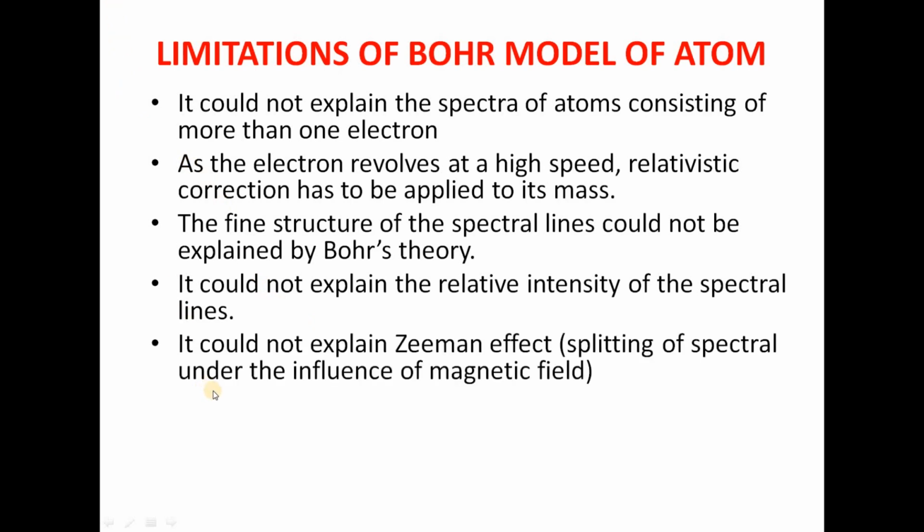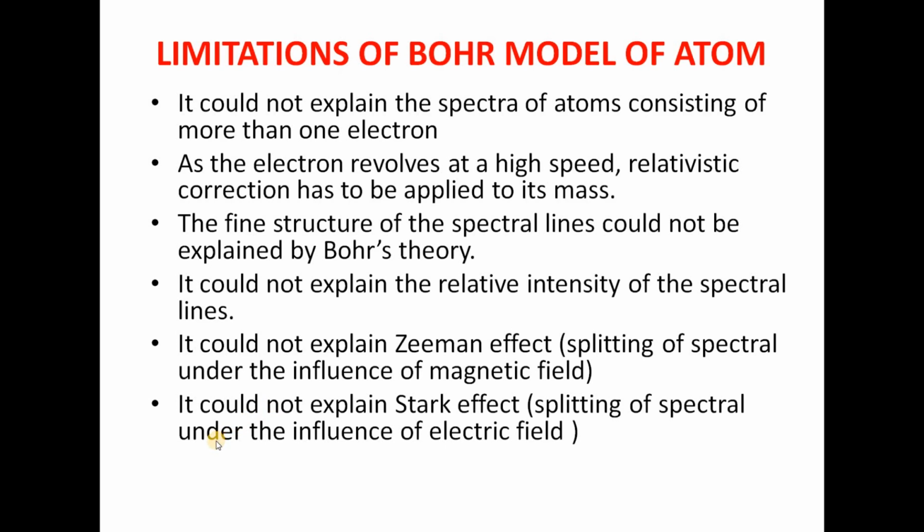Bohr's model could not explain the Zeeman effect. The meaning is, when a magnetic field is applied, spectral lines are going to split. So splitting of spectral lines under the influence of a magnetic field could not be explained by Bohr's atomic model. The next one is, it could not explain the Stark effect, that is splitting of spectral lines under the influence of an electric field. Even if you apply an electric field, the spectral series split. This could not be explained by Bohr's atomic model.